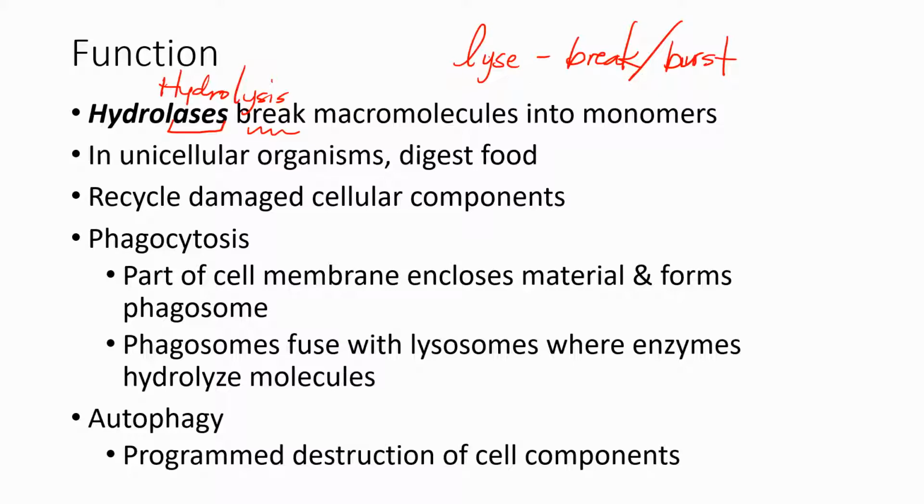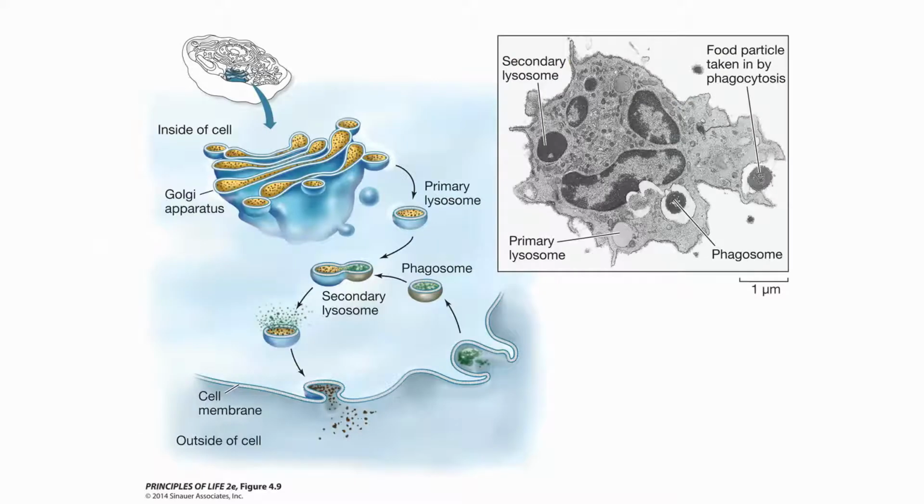There's also autophagy. Auto means self, phage means to eat. So that is literally a cell eating itself. It's programmed destruction of certain parts of the cells. So if you need to destroy messed up components, you can do that here. You can also have lysosomes basically release their contents into the cell if you need programmed cell death, something we'll talk about later.